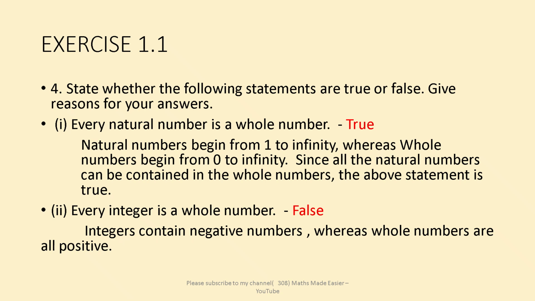Question number 2. Every integer is a whole number. As we all know, the integers contain 0, positive numbers and the equivalent negative numbers as well. But the whole numbers do not contain any of the negative numbers. So this statement is false. Every integer is a whole number. It is false.